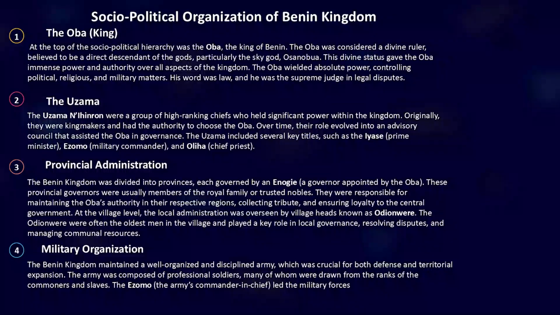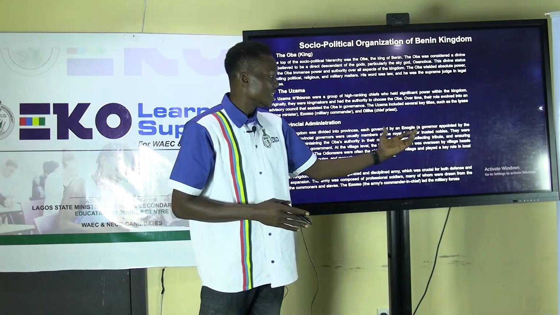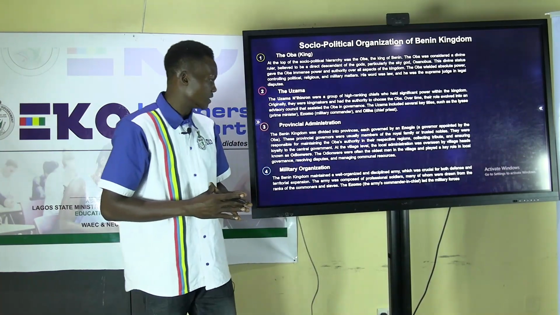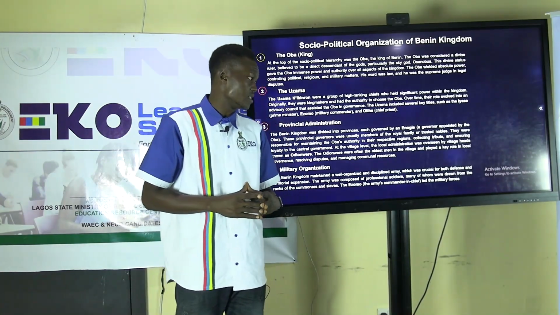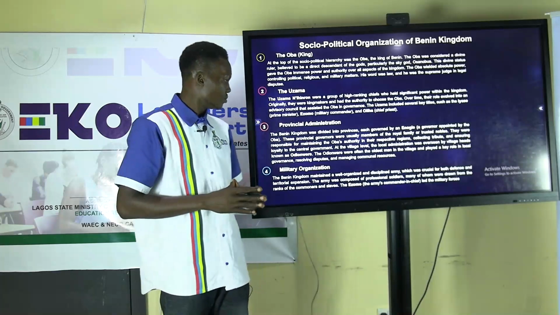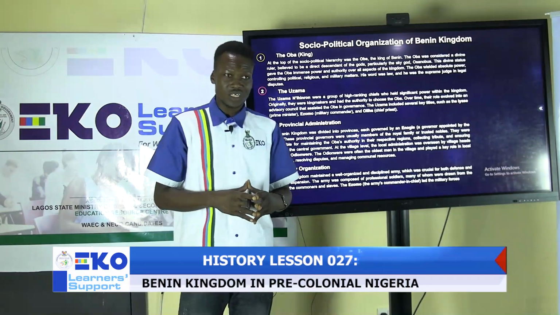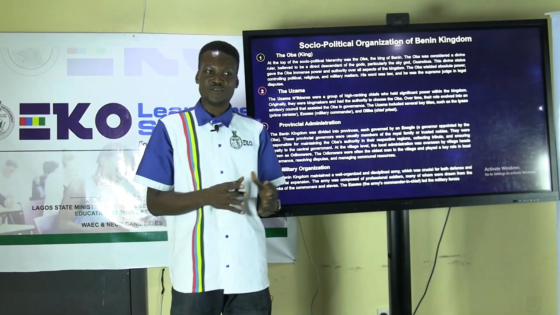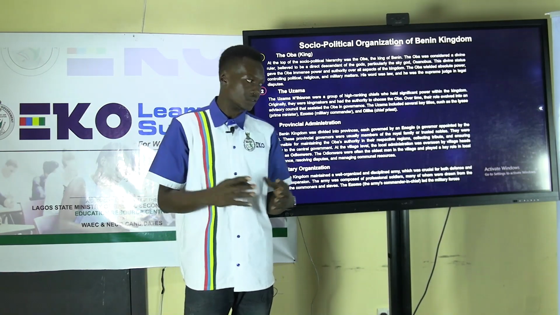Also, provincial administrators. The Benin Kingdom was divided into provinces, each governed by an Enogi, which is known as a governor, appointed by the Oba. These provincial governors were usually members of the royal family and trusted nobles within the kingdom. They are responsible for maintaining the Oba's authority in their respective regions. In other words, they are like representatives of the Oba in their different regions and provinces.